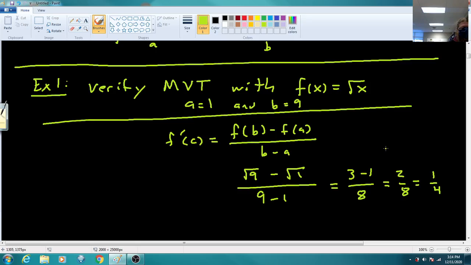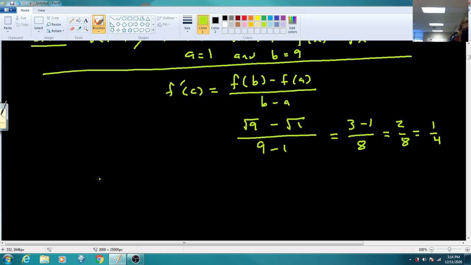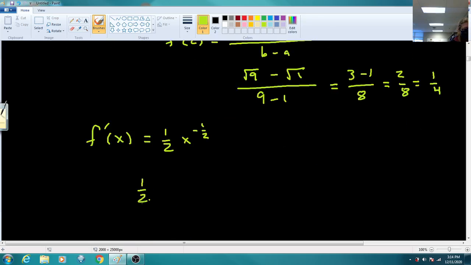So to verify the mean value theorem, we need to show that there is some c value in between 1 and 9 that has a tangent line with slope of 1/4. How we're going to do that is we're going to take the derivative. The derivative of square root of x will be equal to 1/2 x to the negative 1/2. That's our derivative, and we're going to set that derivative equal to 1/4. So if I replace the x with the c to make the letters line up, is this a solvable problem?